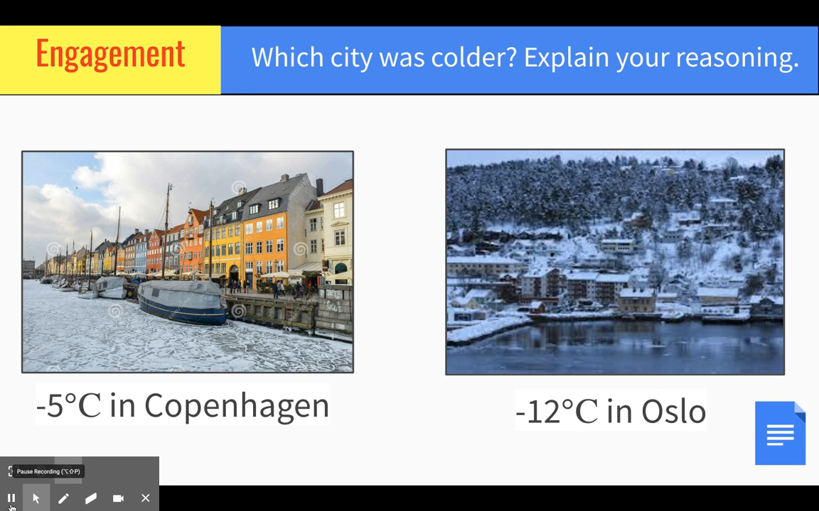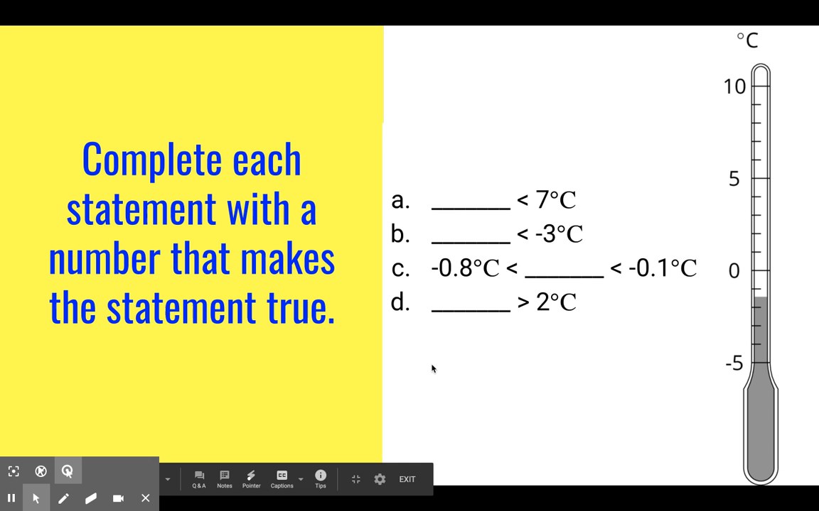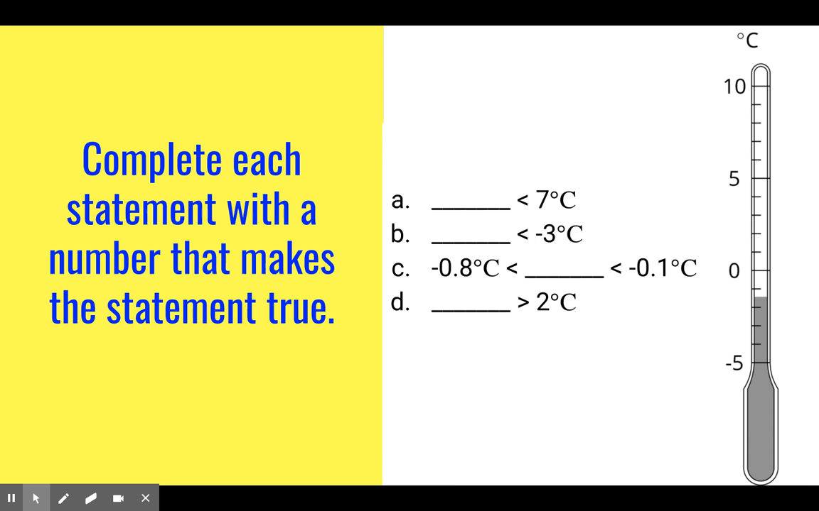Okay, so the answer is that it was colder in Oslo because -12 is technically less than -5. Remember, on a number line, the larger the number is when it's negative, it's actually smaller. So once again, it was colder in Oslo because -12 is less than -5. Now let's go back to number 1. Again, we're making sure that we're tracking these answers into our student companions that can be found in Google Classroom.